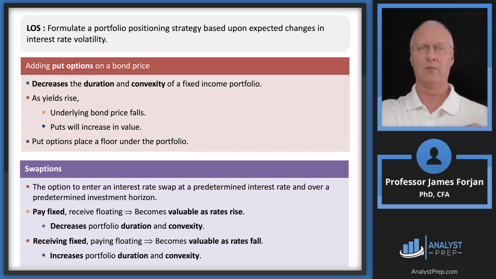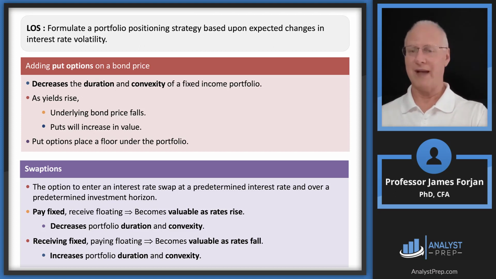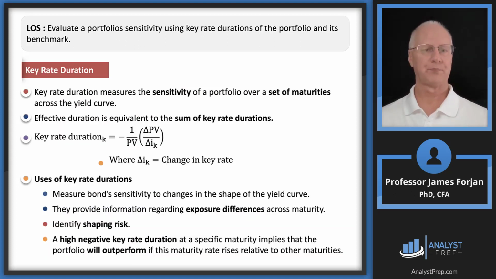Now this is an option, so we're buying an option, so we have to pay for it today. We're going to buy the right but not the obligation to enter into a pay fixed and receive floating. That's going to decrease the portfolio duration. If we buy an option to enter a receive fixed and pay floating, that increases the portfolio duration. And remember, valuable as interest rates rise, valuable as interest rates fall for those two types.